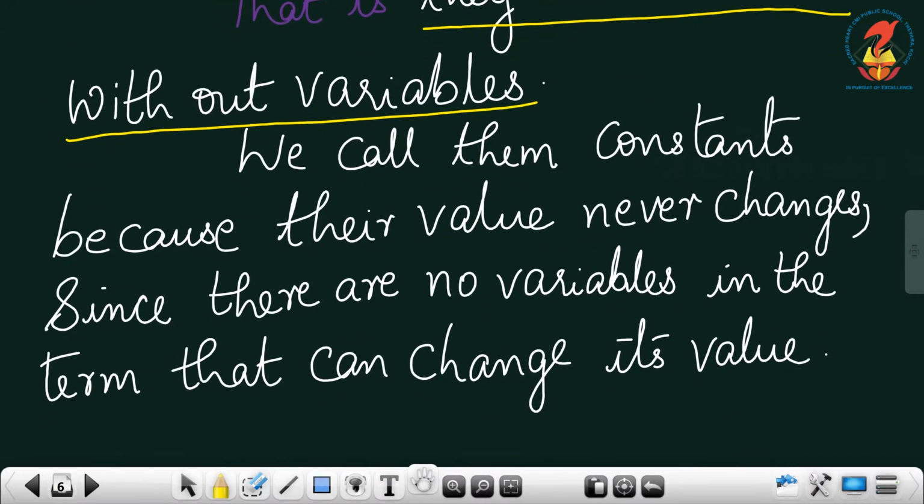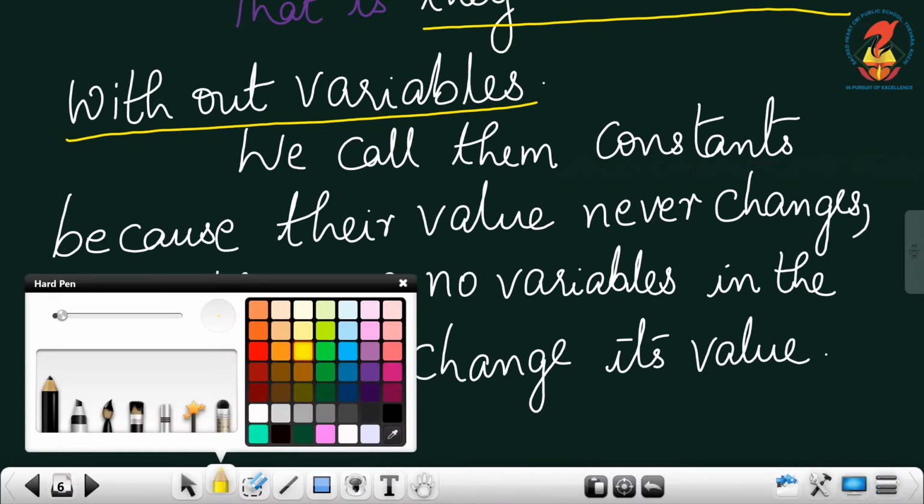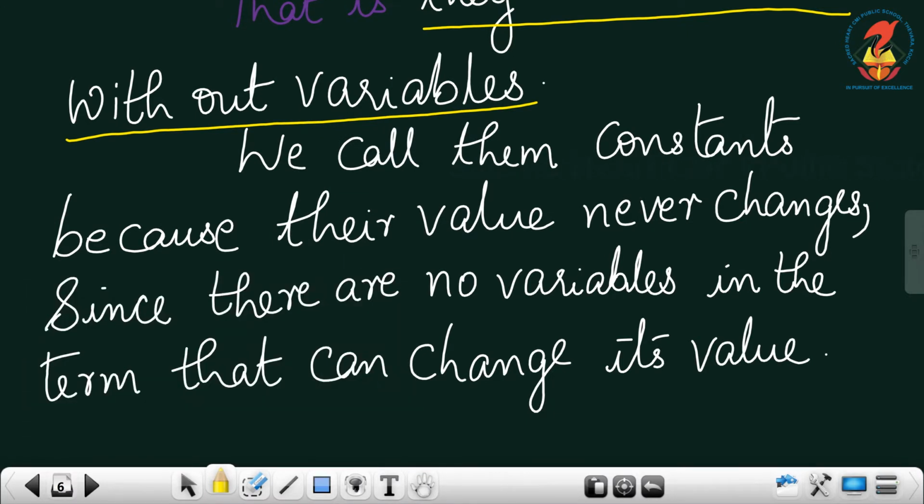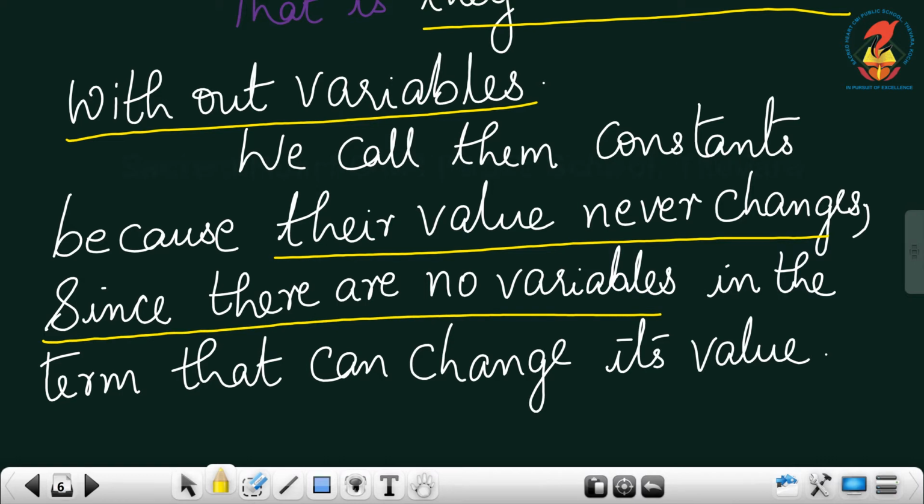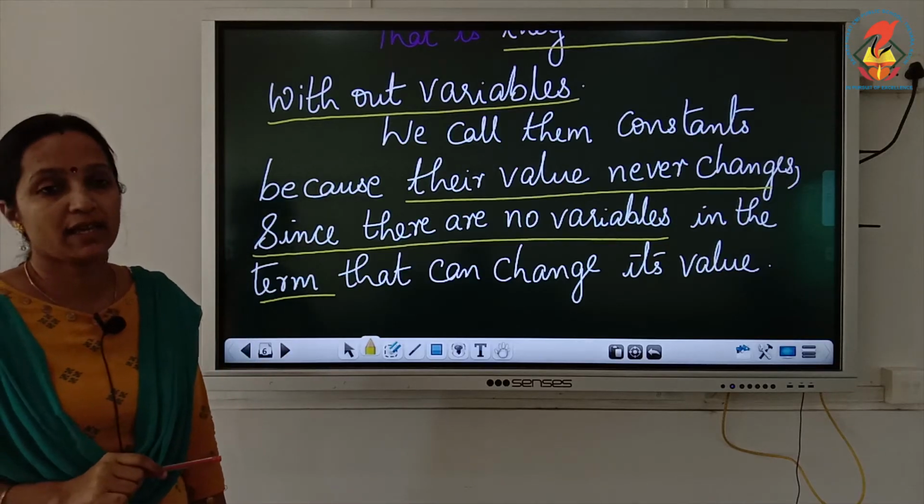We call them constants because why are we calling them constants? We call them constants because their value never changes, since there are no variables in the term. That's why we are calling it a constant.